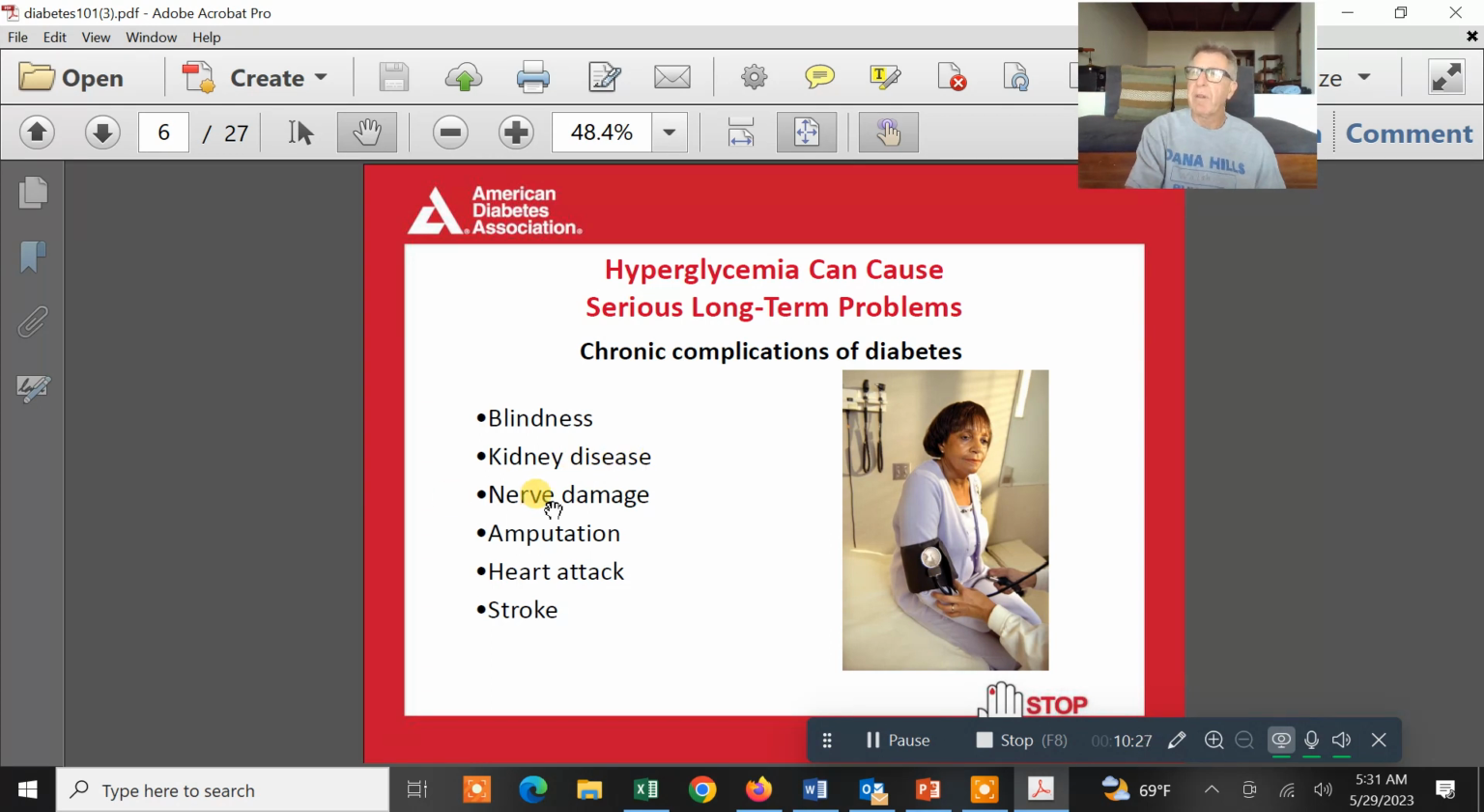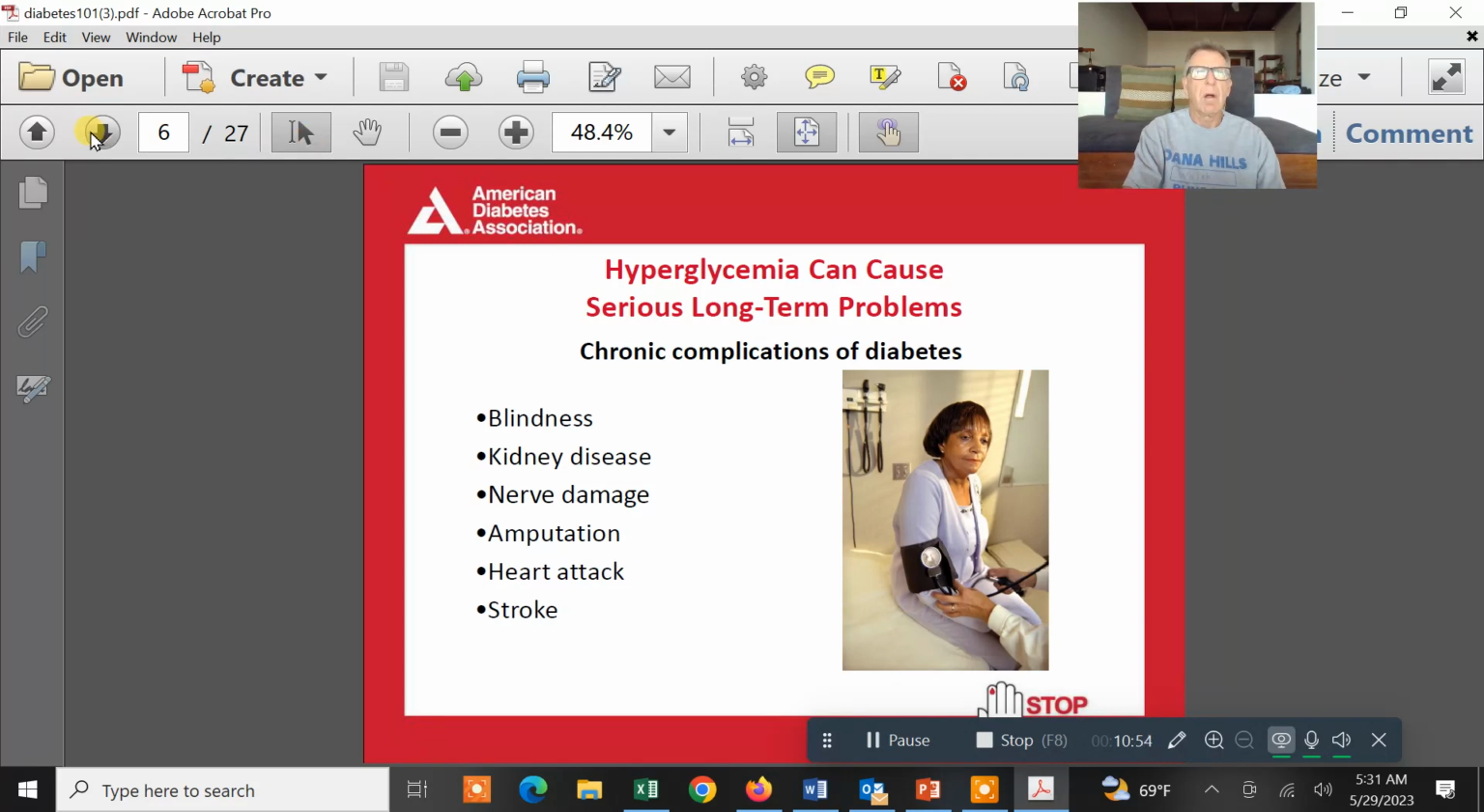Same thing happens everywhere the blood flows. Your nerves need the goodies. When the blood flow gets cut off, you get nerve damage. This will happen especially down in your feet and in your legs. It can then cause infections that result in amputations. The other big ones are heart attack and stroke. Everywhere there's a blood vessel, it can go bad because of what diabetes does to your blood vessels.